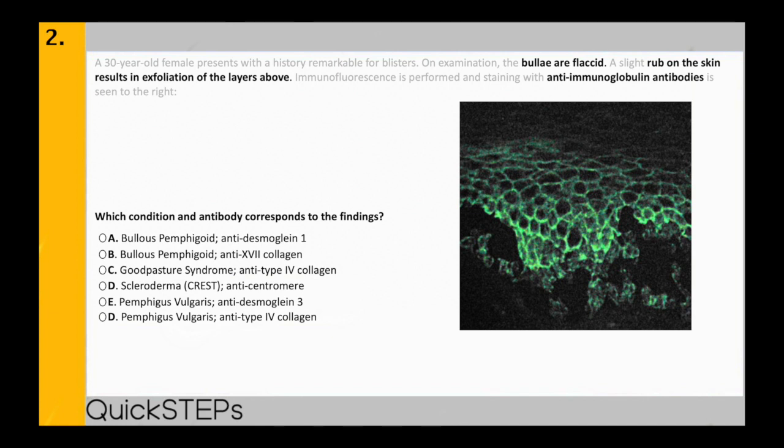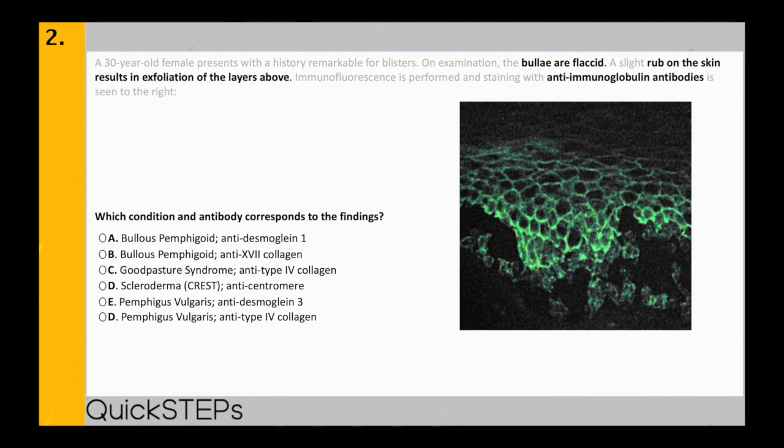How about choice C, Goodpasture syndrome? Well, Goodpasture syndrome's pathophysiology involves autoantibodies against the basement membrane of the kidneys and the alveoli. And just like bullous pemphigoid, we would see a linear pattern on immunofluorescence since it is only localized to the basement membrane.